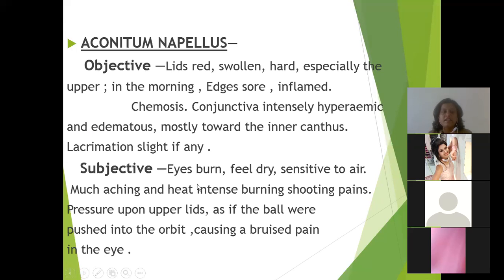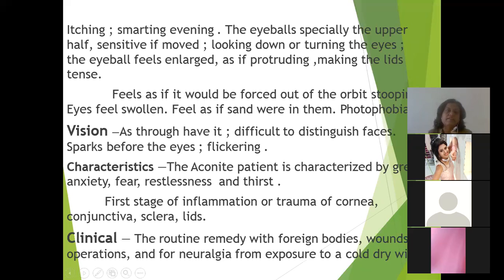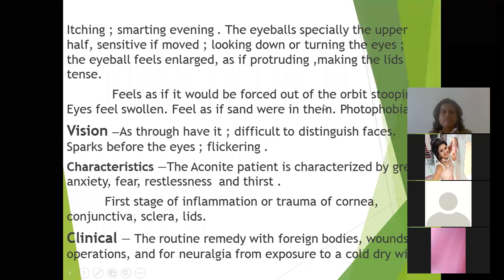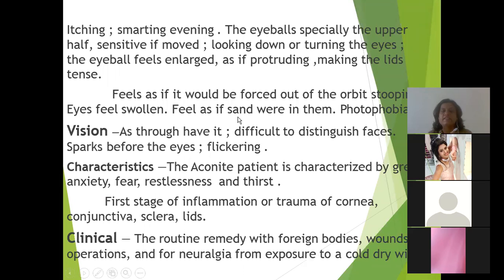There is much aching and heat, intense burning, shooting pain, pressure upon the lid, as if the ball were pushed into the orbit, causing a bruised pain in the eye. There is itching and smarting in the evening. The eyeball, especially the upper half, is sensitive to touch. Looking down or turning the eyes, the eyeball feels enlarged, as if protruding and making the lid tense. It feels as if it would be forced out of the orbit. There is a stooping pain. Eyes feel smaller. Feels as if sand were in them.